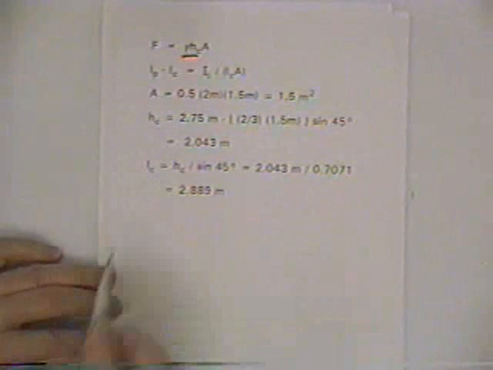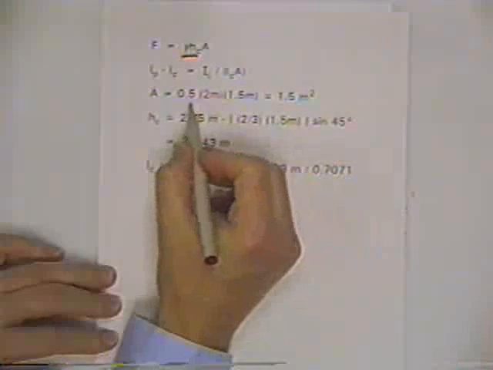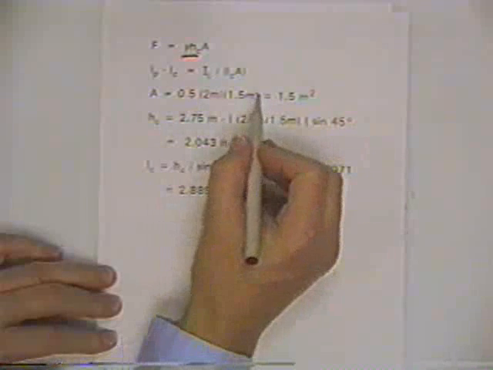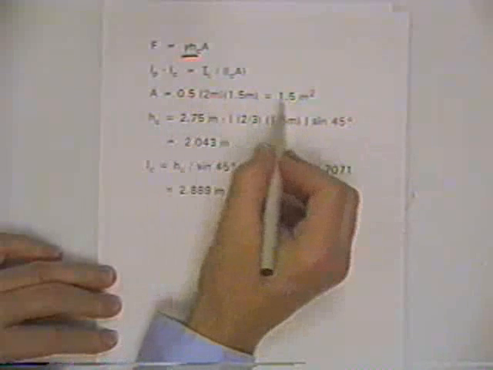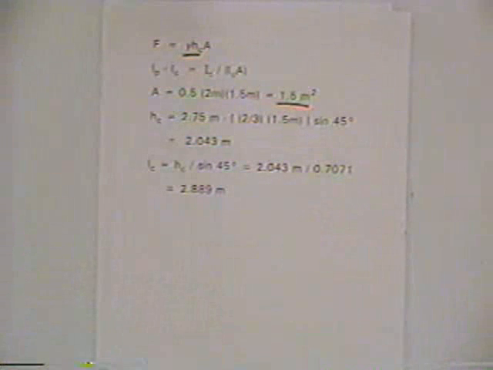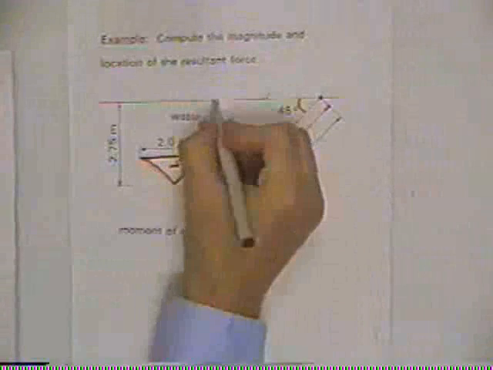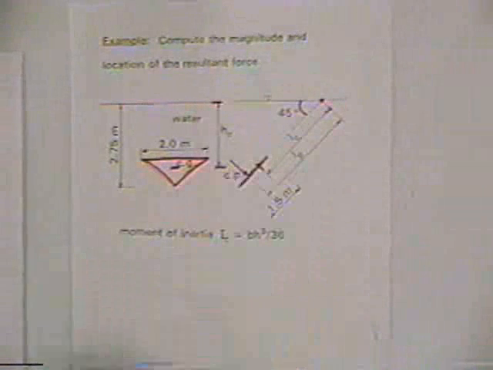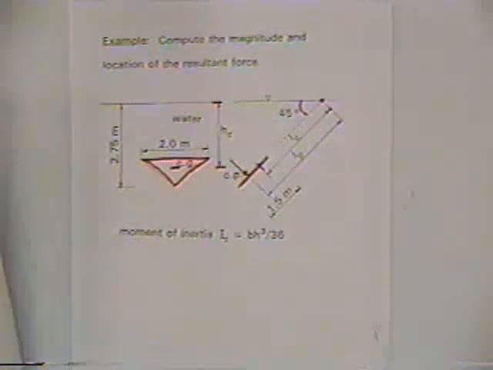We need the area, and the area of a triangle is just 1/2 the base times the height. We're given the base and the height, so we can compute the area of the triangle. And we're not really given the area from the water surface down to the centroid, but we can compute that.